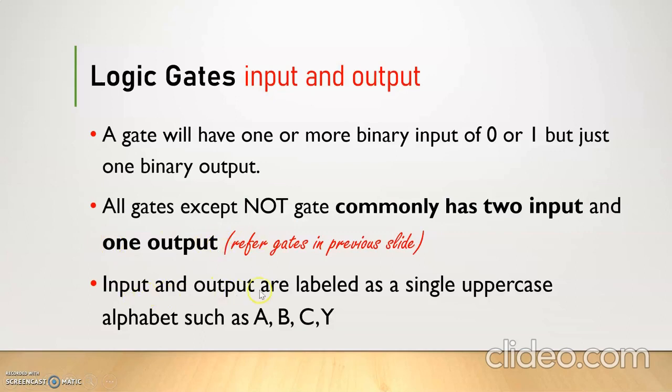Input and output are labeled with a single uppercase alphabet, such as A or B or C. So we cannot use a name like AB for an input, because it will be confusing. So we use only a single uppercase letter.